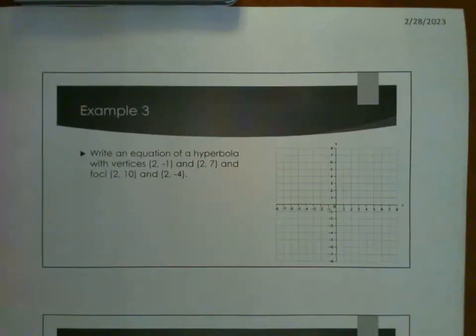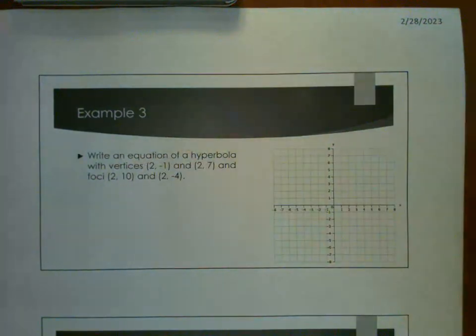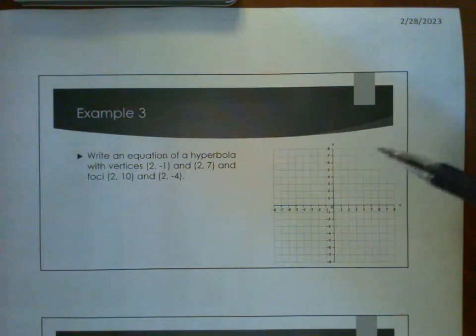All right, let's go on to another example. Write an equation of a hyperbola with vertices 2, -1 and 2, 7, and with foci 2, 10 and 2, -4. So the instructions don't say anything about graphing, but I included a graph here because I think with this one, it's going to be even more helpful because we're not told what the center is. We know our vertices and we know our foci. From vertices, we can get our A value. From foci, we can get our C value. However, we need the center in order to find those A and C values.